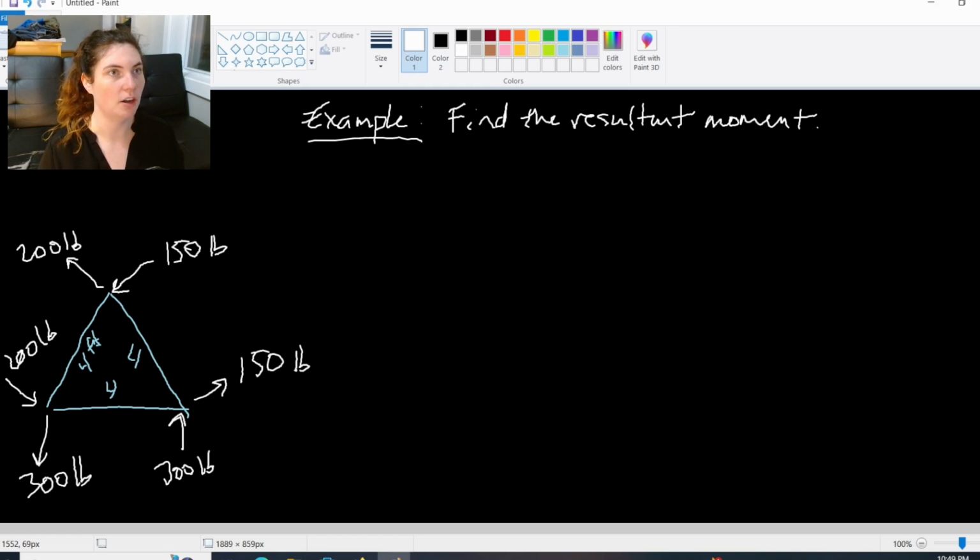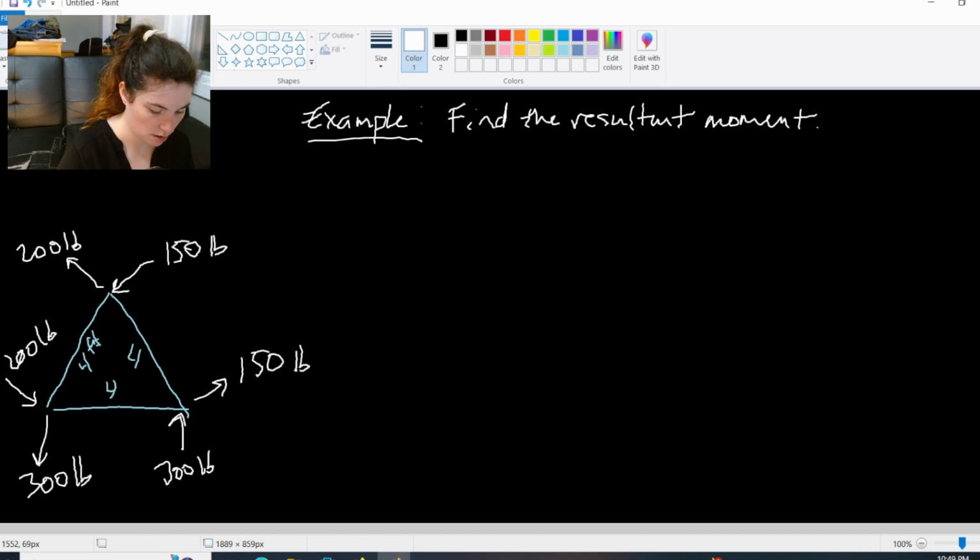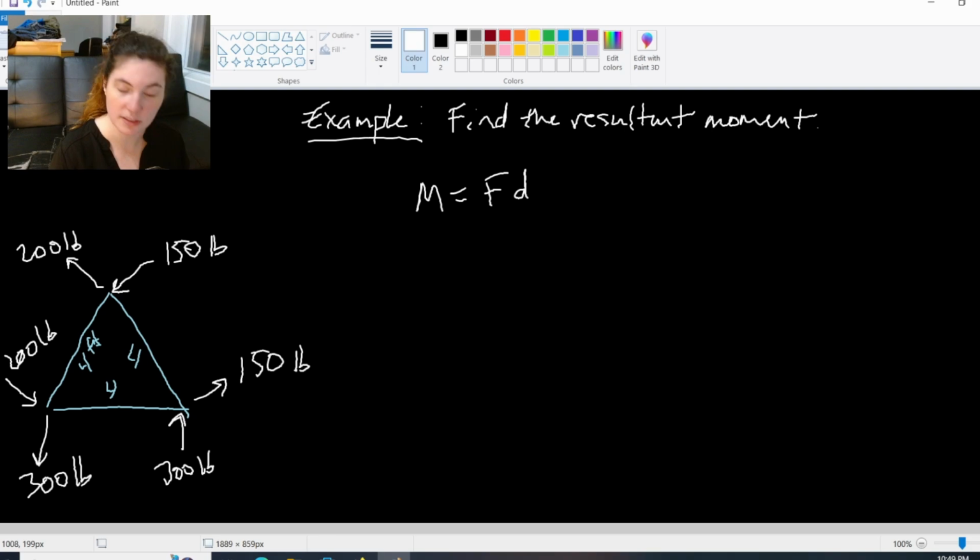And then there are 3 couple forces acting on the triangle, right? So you have 150 pound, 200 pound, and 300 pound forces acting on this little triangle, and it wants us to find the resultant moment. So all we'll need to do for this is take our moment, which is force times distance for each of the couples, and sum those together, right? So we'll need to determine direction for each of them, and then we'll just be adding them together.